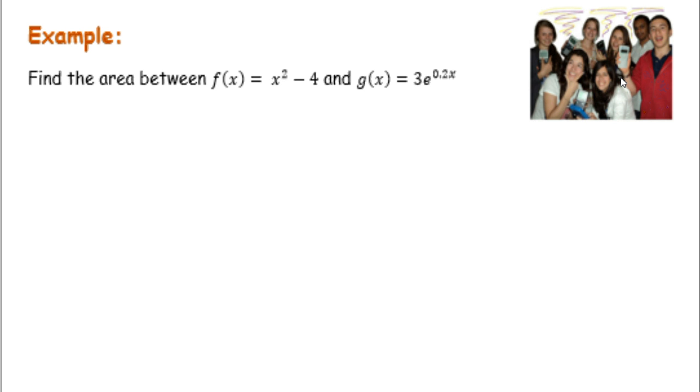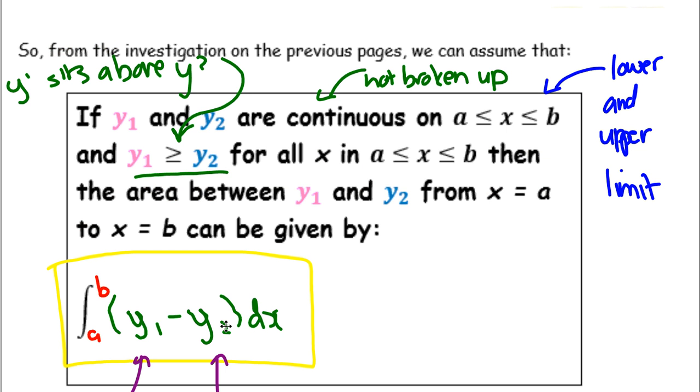Okay, so we're back to find the area between f of x equals x squared minus 4, and g of x equals 3e to the power 0.2x. So remember, when you're graphing these, one's going to sit higher than the other. Looking back on the previous pages, because it's been a few days, how do we do it? Remember, if y1 and y2 are continuous between the lower and upper limit, and y1 sits above, so y1 is greater than y2, meaning function 1 sits higher up than function 2, then the area between the two graphs is given by the integral of the first function minus the second function.